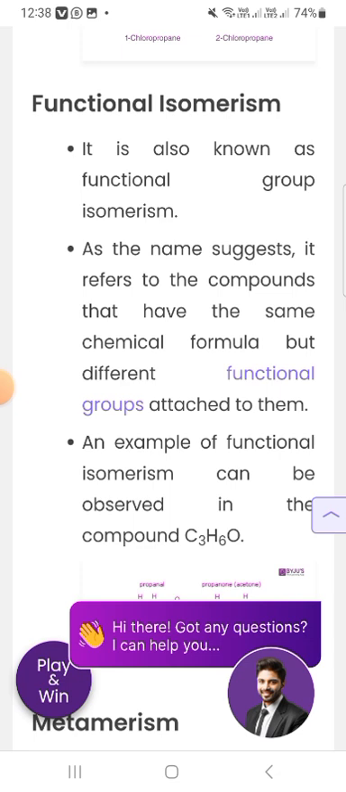C3H6O. Functional isomerism is also known as functional group isomerism, and as the name suggests, it refers to the compounds that have the same chemical formula but different functional groups attached to them. Again, an example of functional isomerism can be observed in compounds C3H6O.